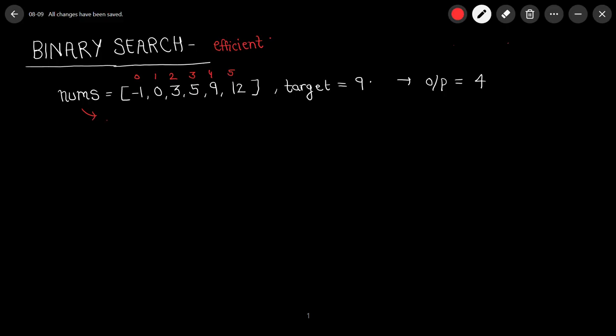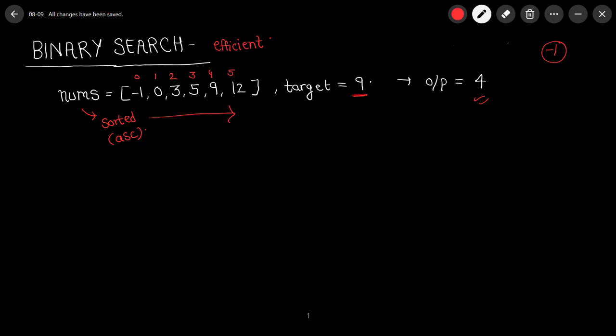So we are given this sorted nums array, which is sorted in ascending order. And also we are given a target value. We just need to return the index of our target value. And if our target is not present in our array, we would simply return -1 in that case. As you can see, the array is sorted in ascending order.